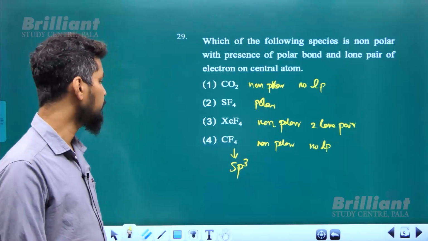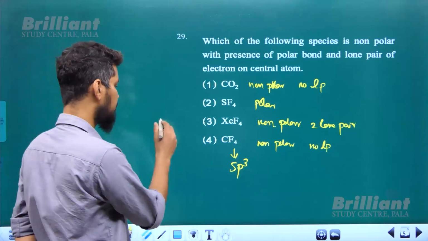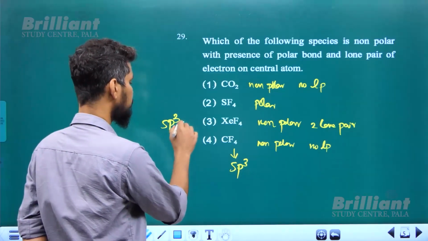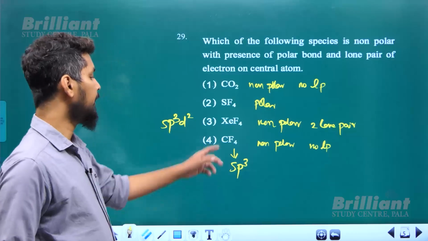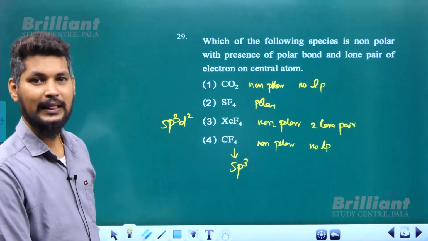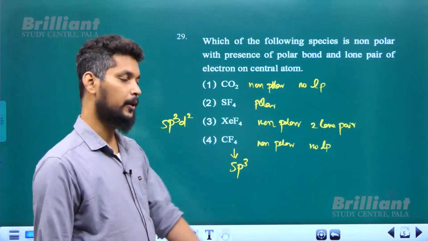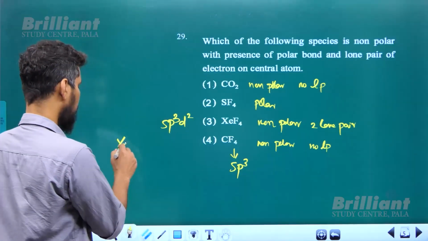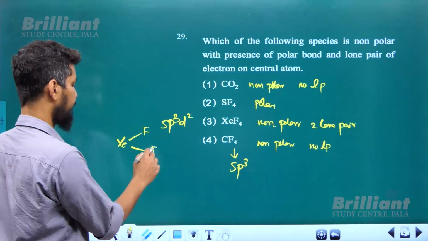Coming to XeF4, you know that XeF4 hybridization is sp3d2, because xenon has 8 electrons and fluorine contributes 28, so 8 plus 28 is 36, divided by 8. Actually it is square planar geometry.